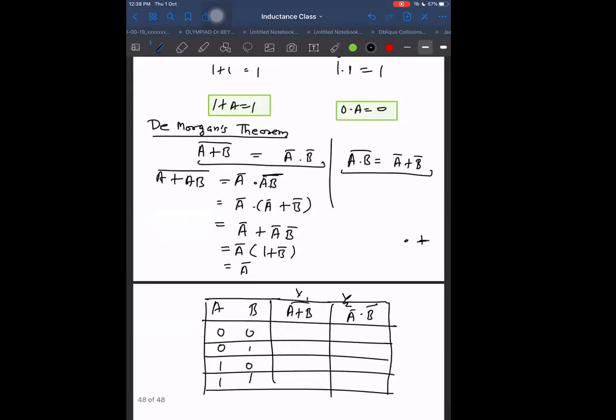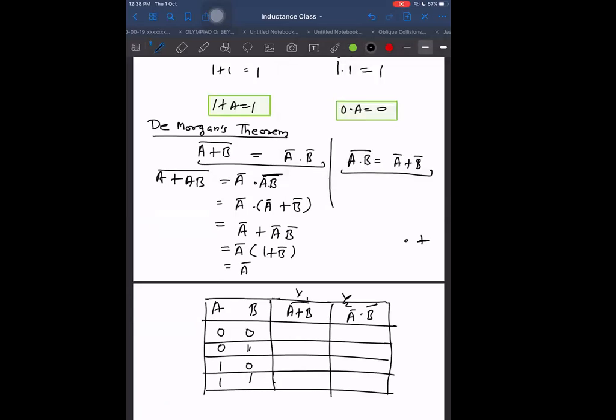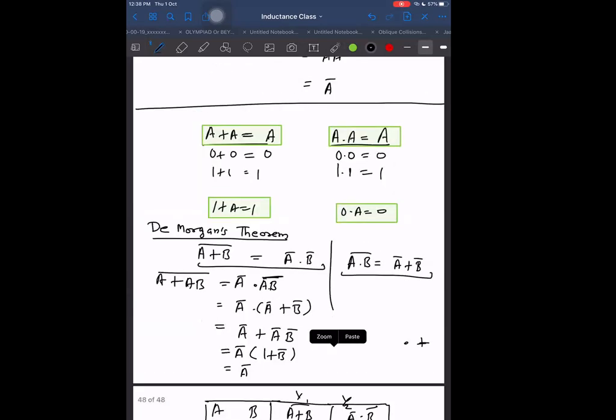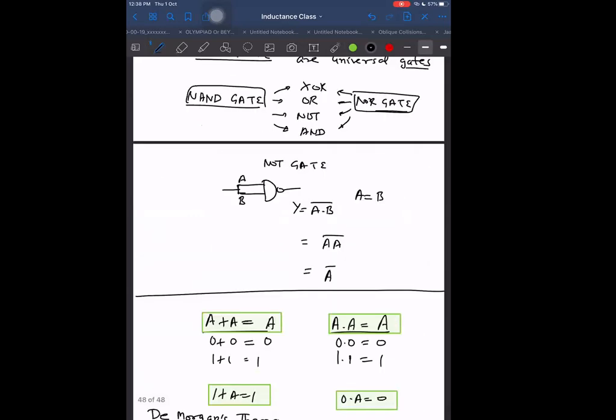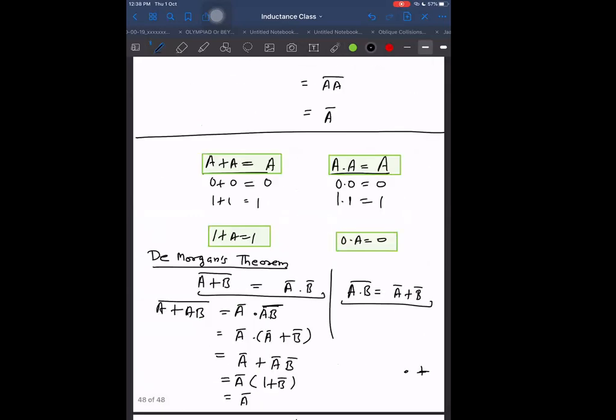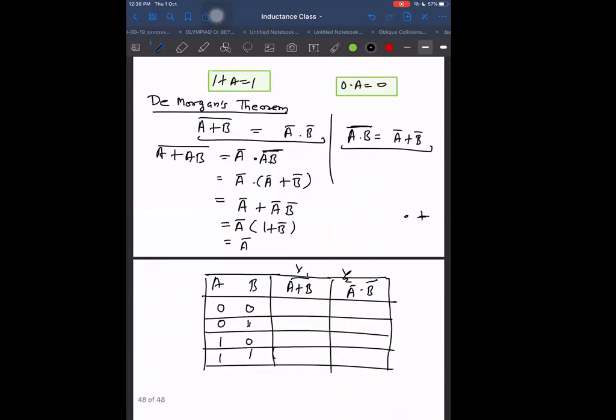Reason? If we are able to prove something true for 0 and 1, all the possible values that A and B can take, then it is in general true. Then that will be a general truth. Similarly, I can prove this thing also, that A dot B whole bar will also be in general true. It will always be equal to A bar plus B bar. And once that is proved, let us do it at least for one case.